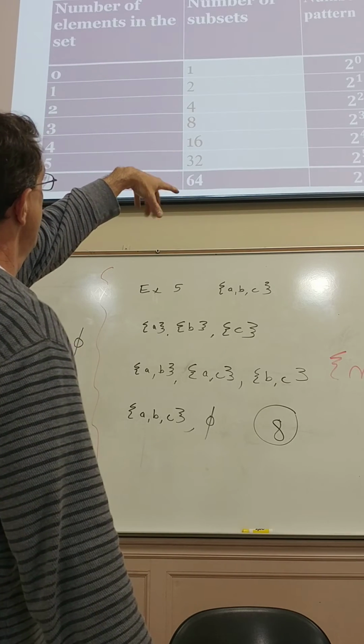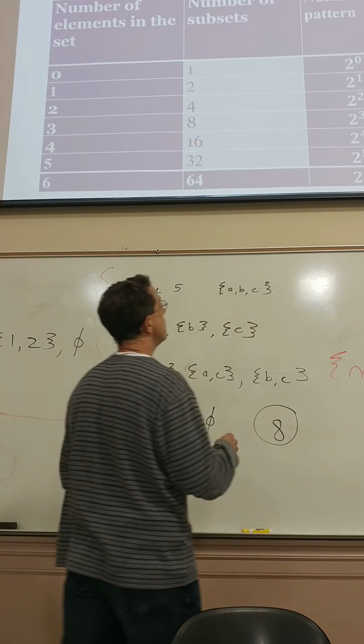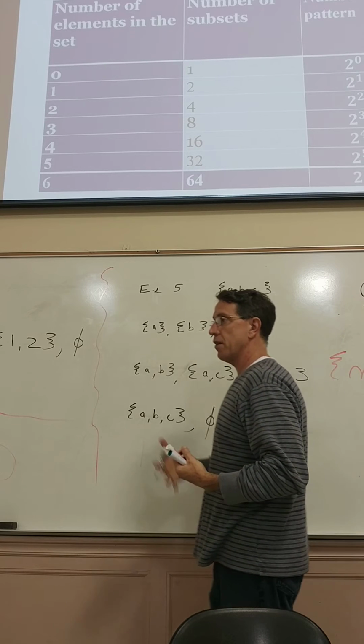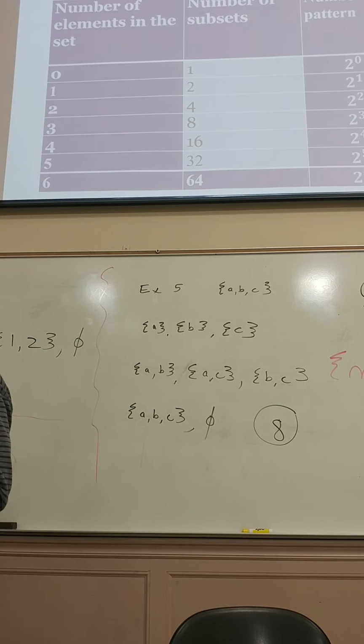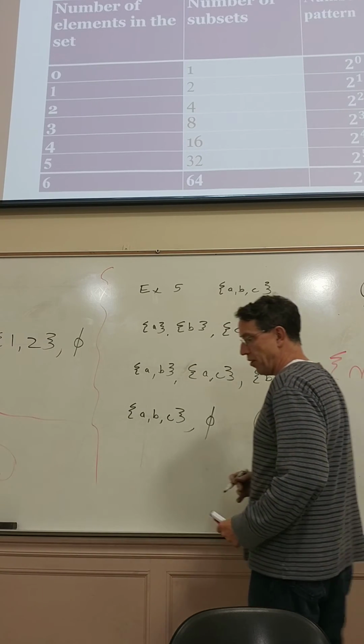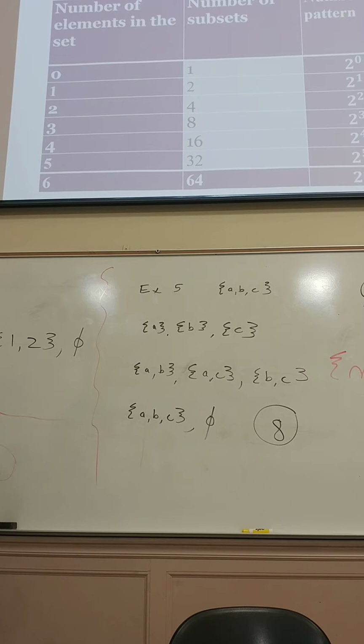there's a pattern there, starting with no elements. By the way, the empty set has one subset, the empty set. So that's why, I wish I had a pointer here, but if the number of elements in the set is 0, then it has one subset, just the empty set, followed by, 1 will have 2, and that pattern just works right out. It's powers of 2.